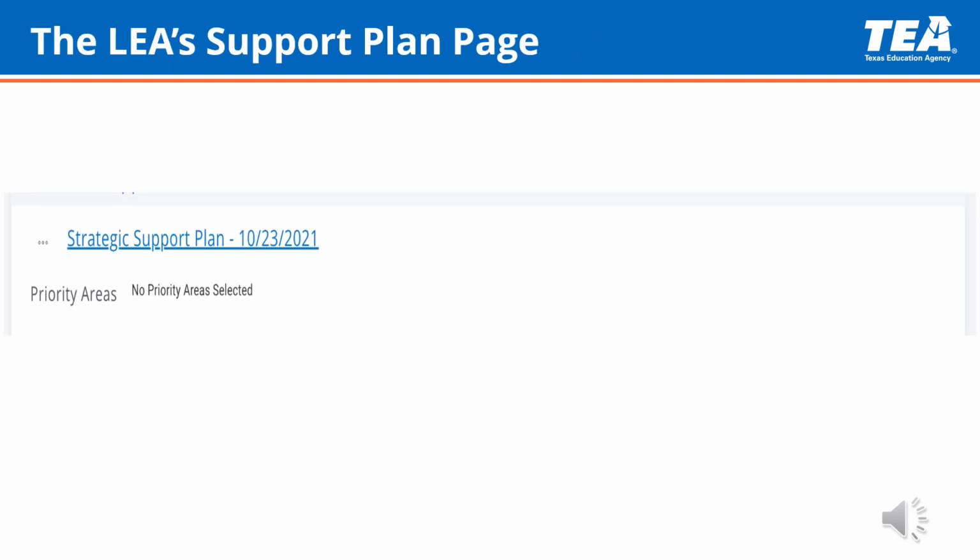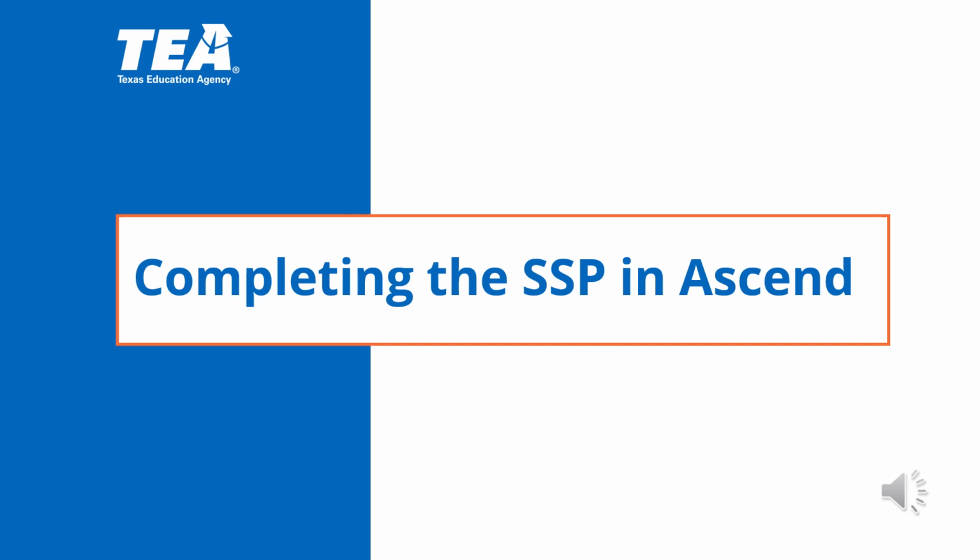The LEA user will then be taken to the LEA's support plan page. Here, the user will see any SSPs initiated along with the date of initiation. Now that we have accessed the LEA support plan in the Ascend Texas application, let's review how the LEA user will complete the SSP.